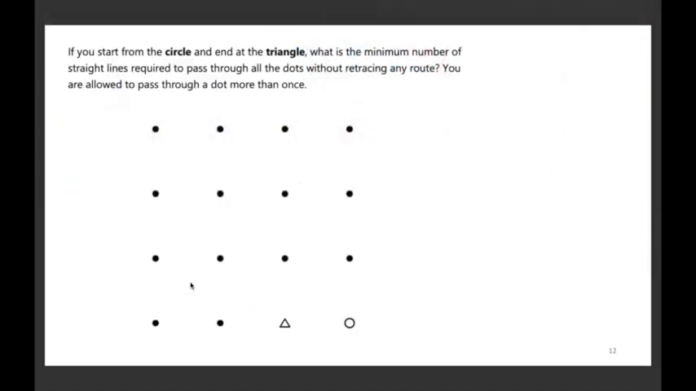Here, in this figure, what is given is you start from the circle and end at the triangle. You start here and then you end here. What is the minimum number of straight lines required to pass through all the dots without retracing any routes? You are allowed to pass through the dots more than once. I can pass through the dot, but I cannot retrace any route that I've already drawn. So how will I do this? This is the possibility. So I first go here.